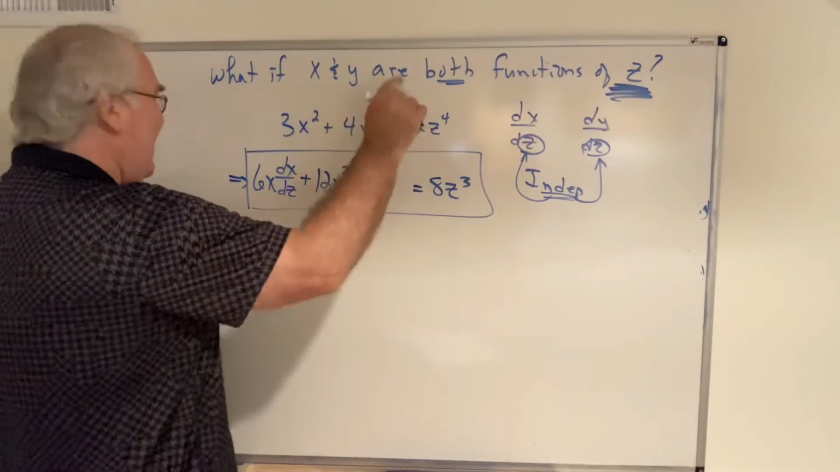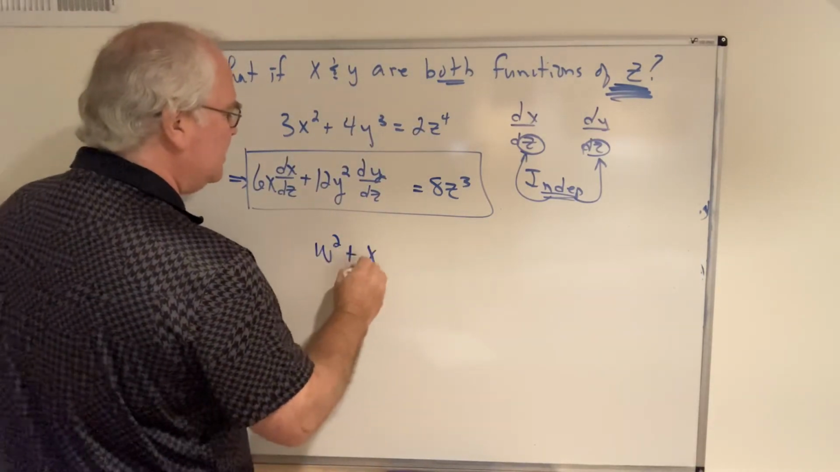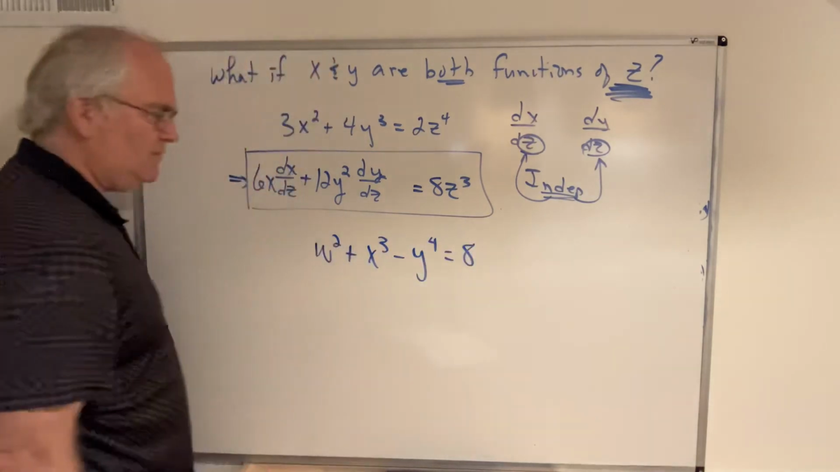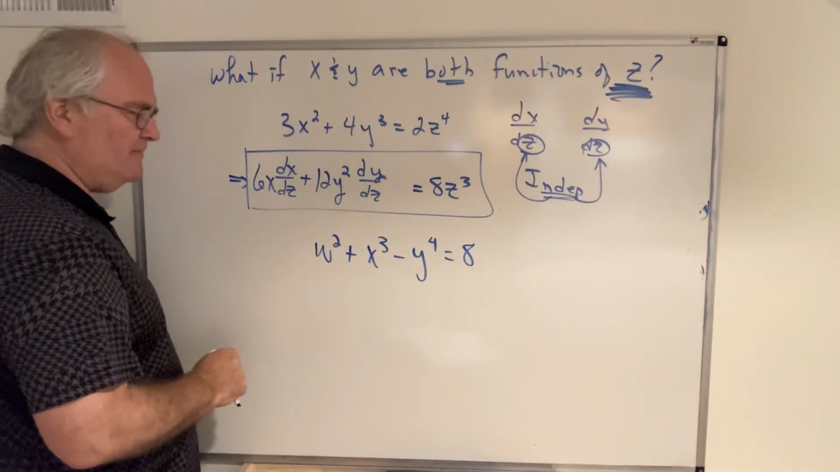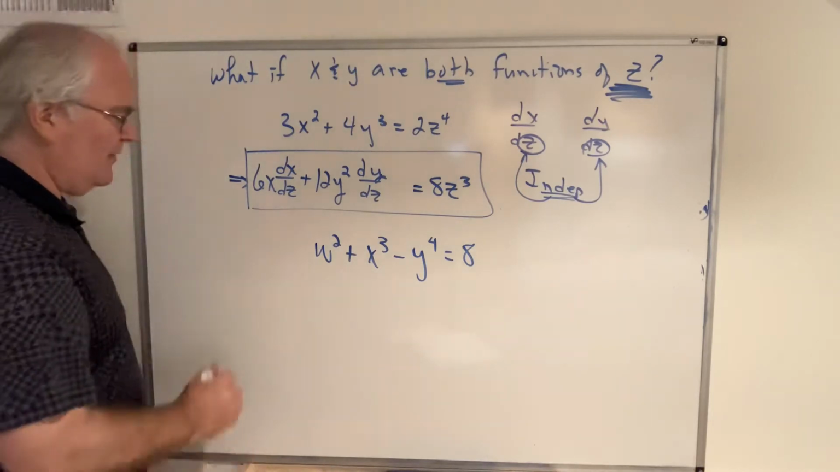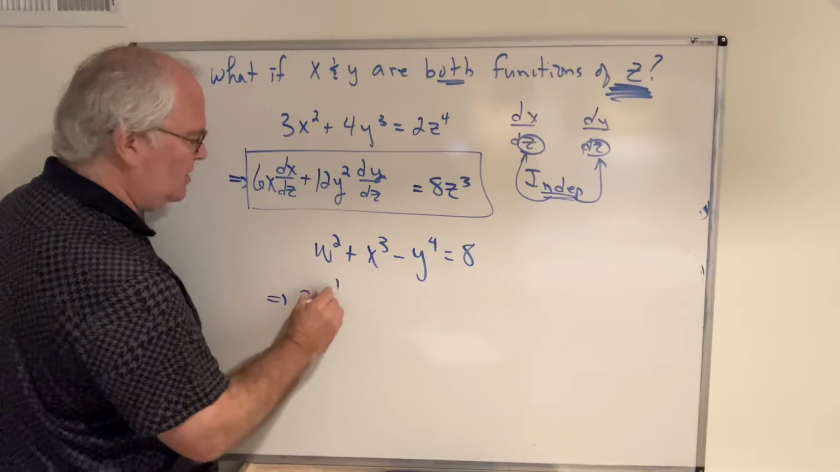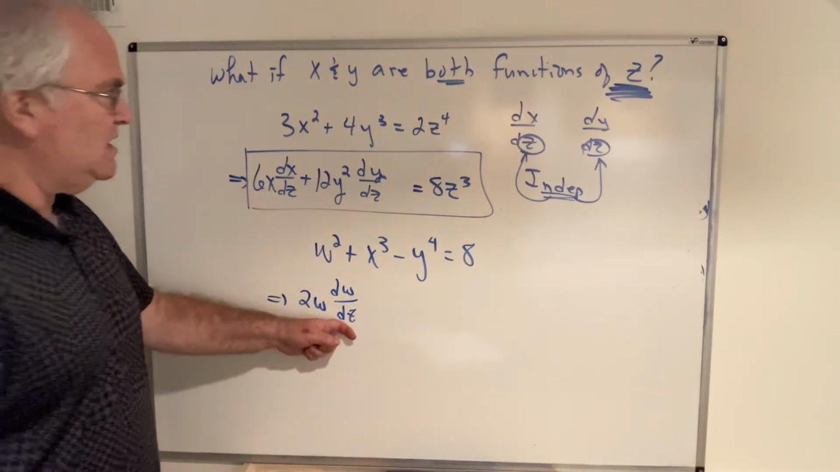Now, what is perhaps interesting is that the equation you start with might not even have a z in it. I might have w squared plus x to the third minus y to the fourth is equal to 8. And we want to find the derivative with respect to z. By the way, this is a preview of Calculus 3, if you're ever going to hang around that long. The derivative of w squared is 2w, and I need dw/dz.